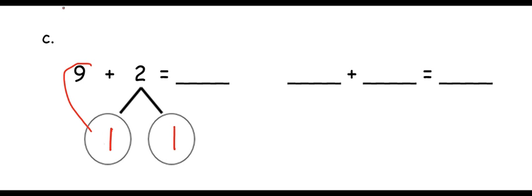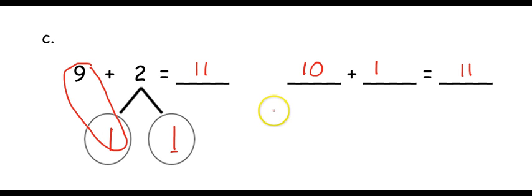That means I can combine my 9 and my 1. That gives me 10. And I have 1 left over. 10 plus 1 is 11. That means that 9 plus 2 is also 11. I started at 9, I had one more, that got me to 10, and then one more, and that got me to 11. 9 plus 2 is the same thing as 10 plus 1.